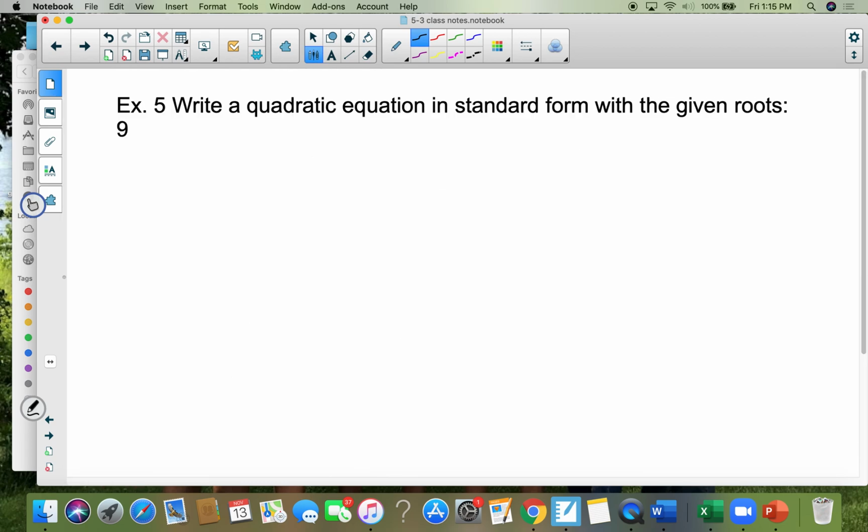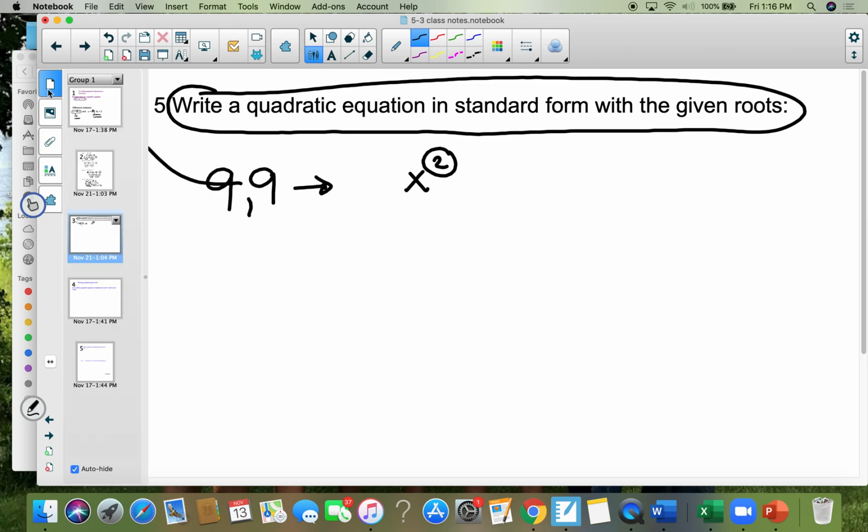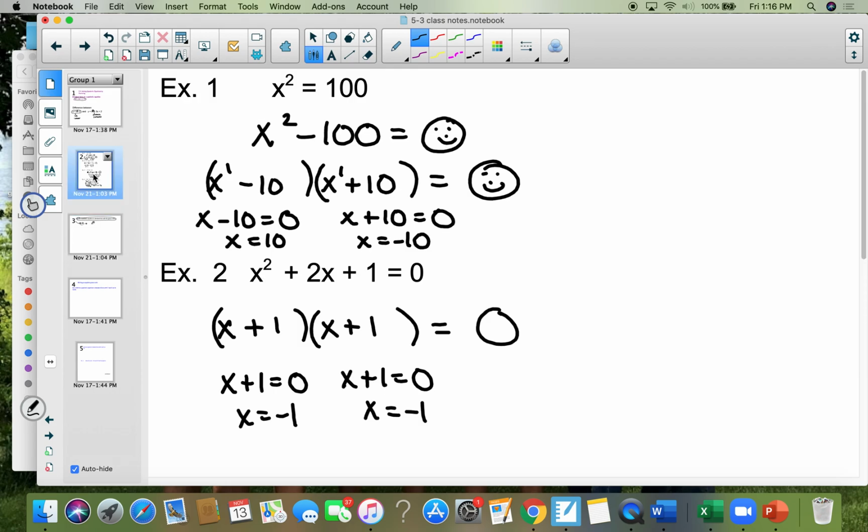Now we're going to go the opposite direction. You're supposed to write a quadratic equation in standard form with the given roots, and they give you 9. And if they only give you one answer, there must be another 9, because remember, x squared, you need 2 answers. So I like doing the second to show you that we have to work backwards. So let's show you how to work backwards.